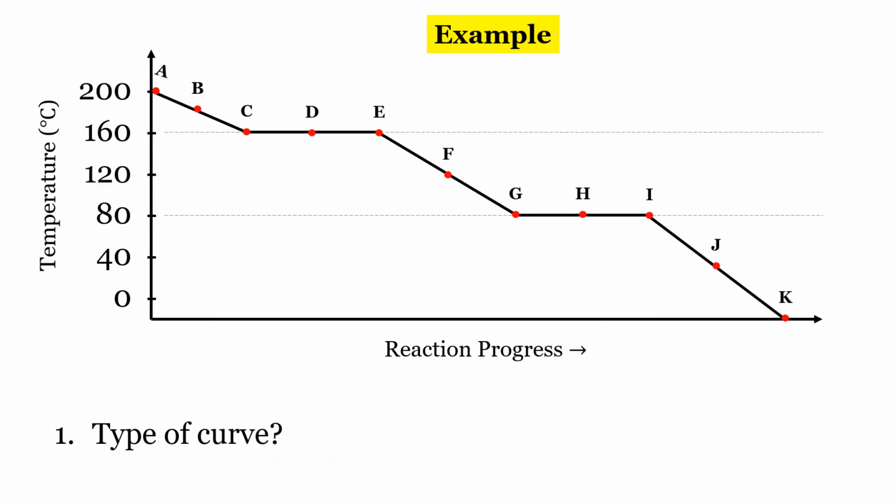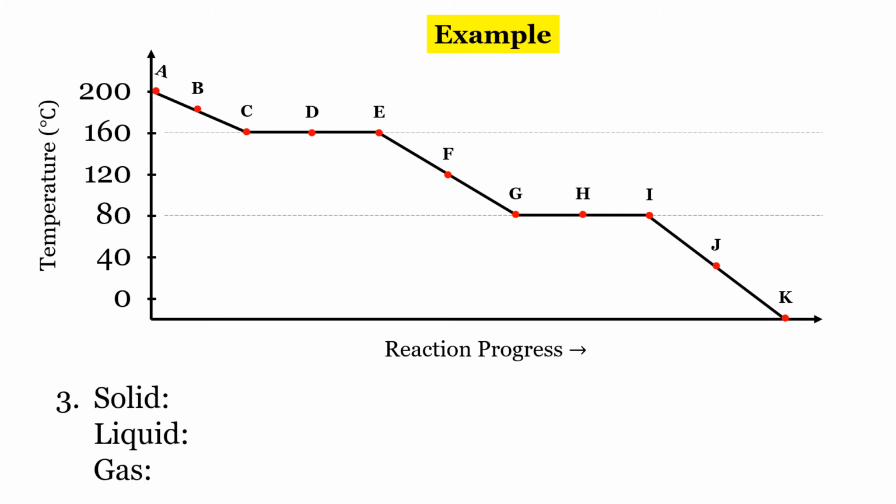So here's an example. What type of curve is this? Notice this is a little different than the previous example because the slope is going downward. So the previous example was a heating curve. This is going to be a cooling curve. What type of reaction is this? So if we're cooling, we are going to be giving off energy. So this is going to be exothermic.